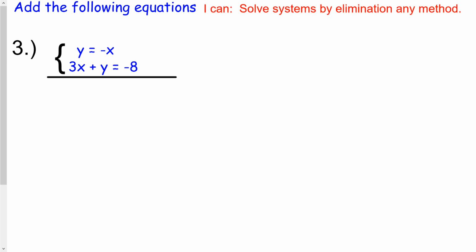All right. Now, this one says I can solve the system by elimination, any method. It doesn't matter if you use elimination or any method here. y equals a negative x, 3x plus y equals negative 8. This is probably actually a good case for using substitution here, because I know what y equals. y is alone, and so I can replace all the y's with negative x. Let me show you what I mean. In fact, why don't you pause the video and give it a shot.